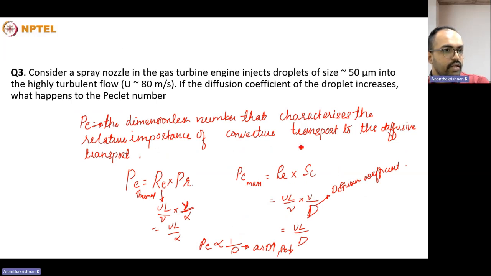The third one was a theoretical problem that deals with the diffusion coefficient and the Peclet number. The basic formula: the Peclet number is inversely related to the diffusion. It is a dimensionless number which shows the strength of convection relative to diffusion. So the diffusion reduces with an increase in the Peclet number and vice versa.